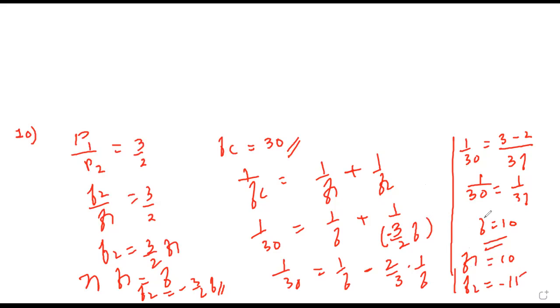10 and minus 15. Ten and minus 15. How did it happen? Why did you take it as minus 3 by 2? Because they have given one lens is concave. First is convex. If it is f, in magnitude it is 3 by 2f, but negative because it is concave. Right.